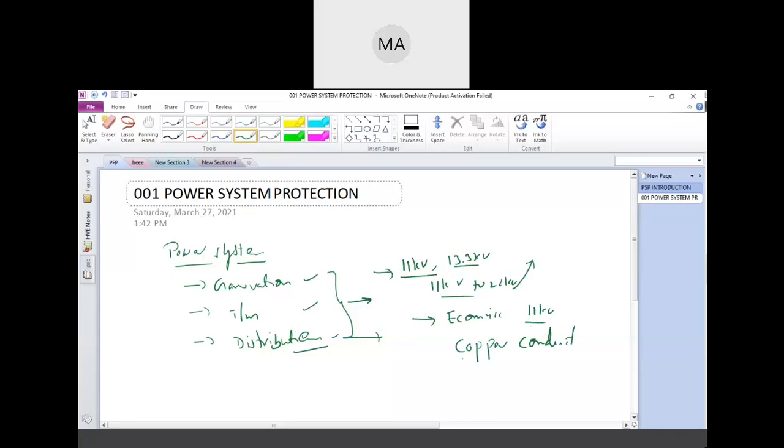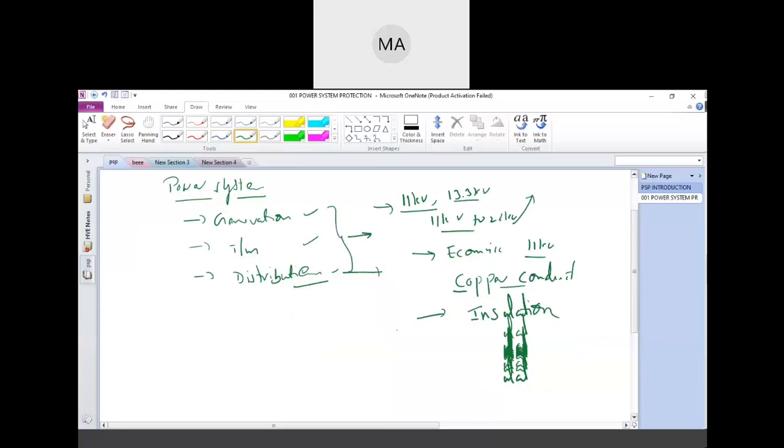Another main issue is insulation. The copper conductor is placed in the stator, which has the armature. The armature is where the copper conductor is placed, right? Whenever the voltage goes beyond some level, say beyond 22 kV, the insulation methods we have will not support it. That is a major cause, and for this reason we generate at 11 kV only. So this is generation.